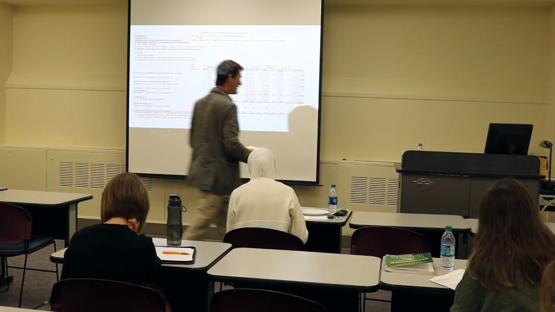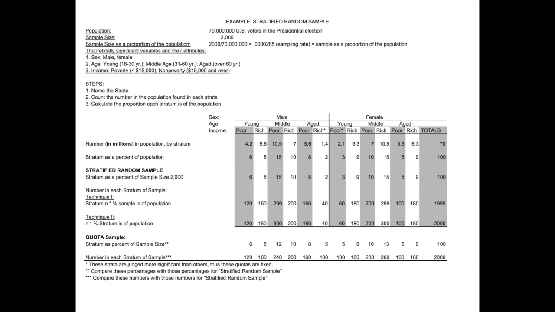So we'll go through this. This is an example of what the stratified random sample might look like in practice. I just worked one out as an example for you. The target population is 70 million US registered voters in the presidential election. That's our population.